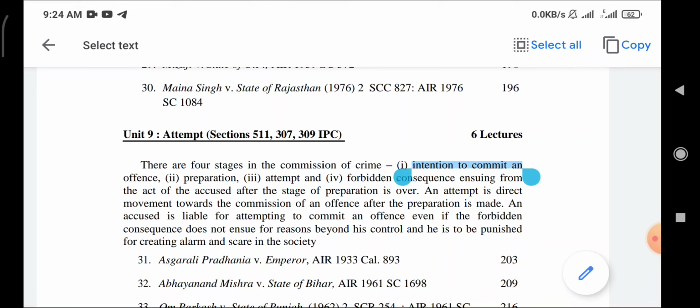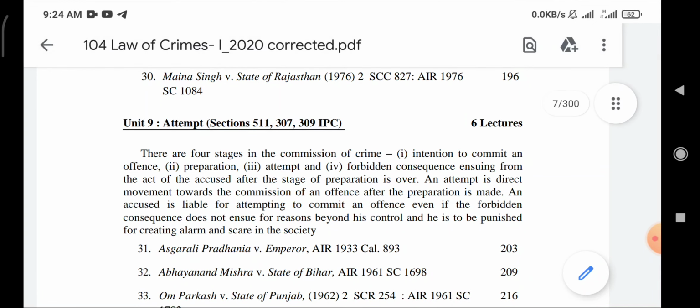An attempt is direct movement towards the commission of an offense after the preparation is made. An accused is liable for attempting to commit an offense even if the forbidden consequence does not ensue for reasons beyond his control, and is punished for creating alarm and scare in the society. So guys, on the attempt you will be punished.